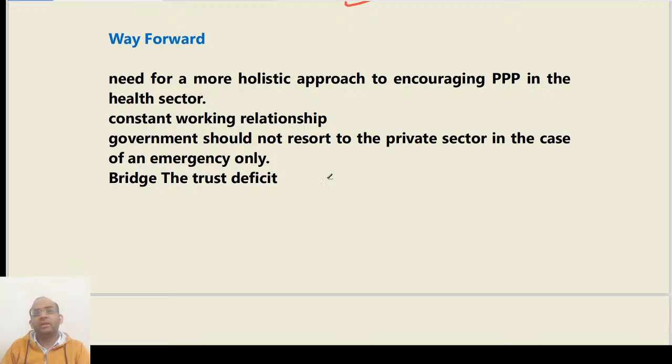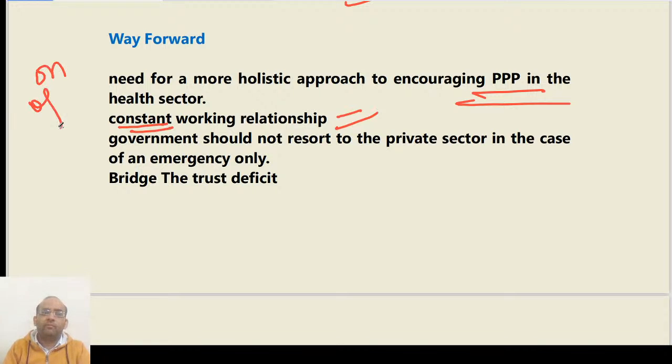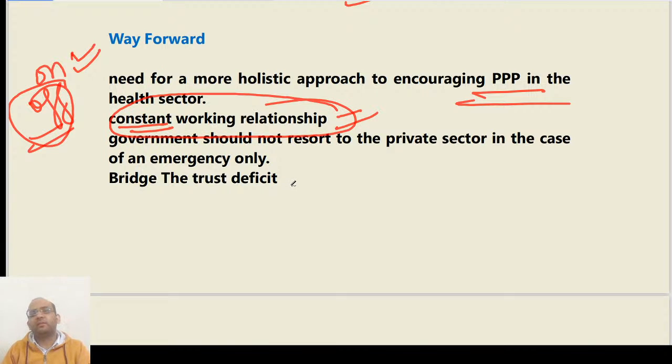So what is the way forward? We need to encourage PPP in the health sector. We need to have a constant working relationship. Constant working relationship means we should not have any on-off mode of relationship. On one or two schemes we are cooperating with private sectors, but for the rest of the work we are not cooperating with the private sector. We should have a holistic relationship with the private sector. We also need to bridge the trust deficit with the private sector.